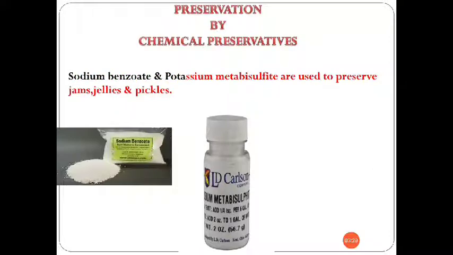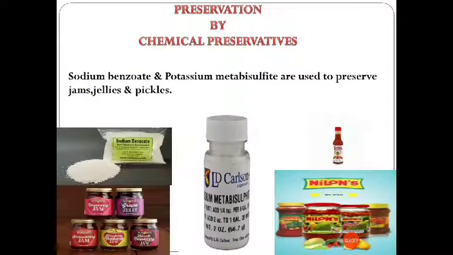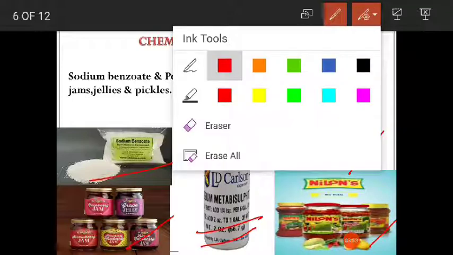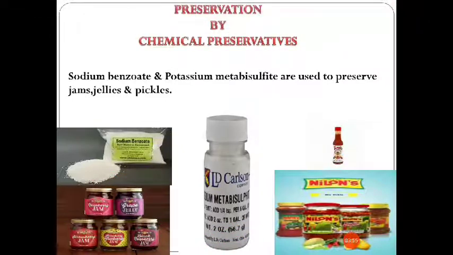Another example of chemical preservatives: sodium benzoate and potassium metabisulfite. Here is sodium benzoate, here is potassium metabisulfite. They are also used as preservatives in jam, jellies, pickles, sauces to preserve the food items. And the process is the same, inhibiting the growth of microorganisms.